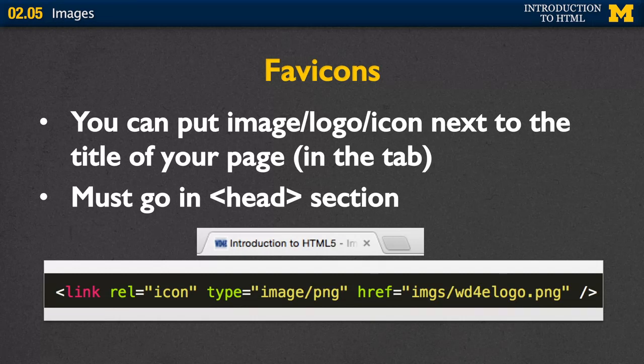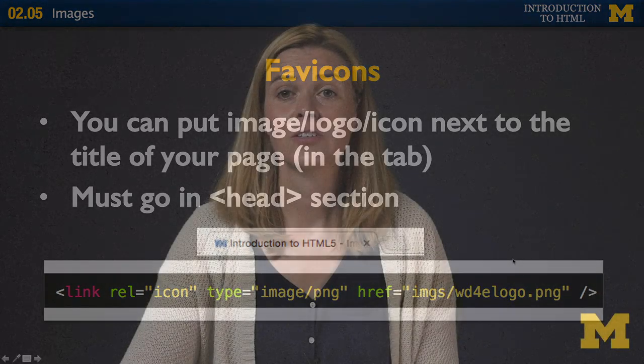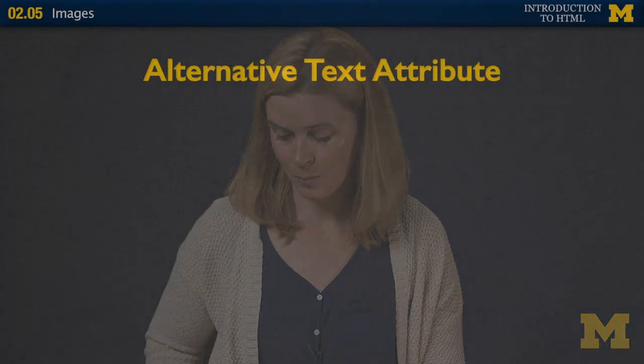What you do is you will actually go in and you'll include a link saying it's an icon type of link. We're using a PNG image, and then you put the link to the image itself. Just as a side note, you can't use JPEGs or GIFs for logos. It either needs to be a special icon image or a .png.